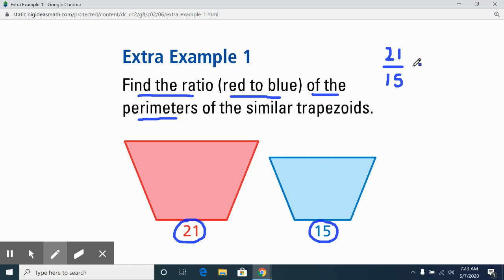Now I'm going to simplify these again like I did in the last problem. 21 and 15, we could divide both of those numbers by 3. So 21 divided by 3 gives me 7, and 15 divided by 3 gives me 5. So this is my final answer here. Again, for perimeter, it's as simple as finding corresponding side lengths and making a simplified fraction out of them to find the ratio of the perimeters.